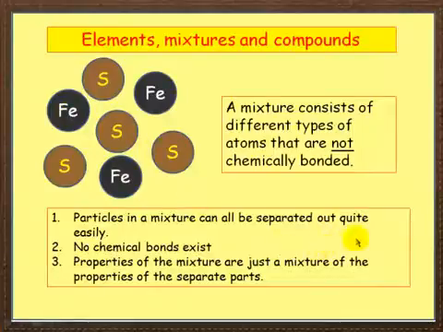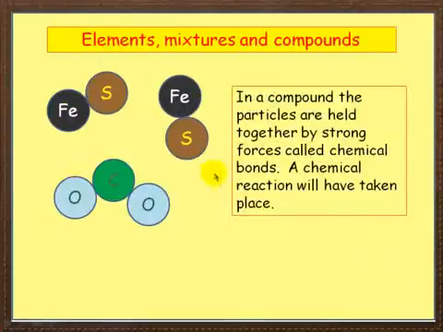How does that compare to a compound? Well, in a compound, the particles are held together very strongly by forces called chemical bonds. And to make this, a chemical reaction would have taken place. So for example, in the case of iron sulfide, we would have heated this, and the heat would have provided enough energy to form a bond between these two. Similarly here, and here is carbon dioxide. Okay, carbon dioxide is carbon bonded to two oxygens.